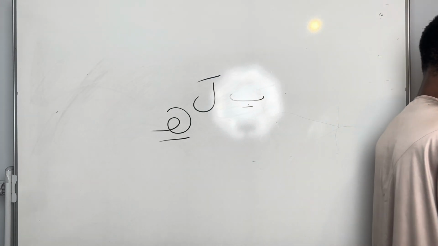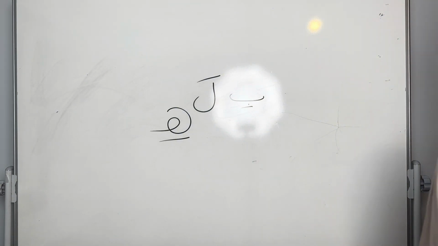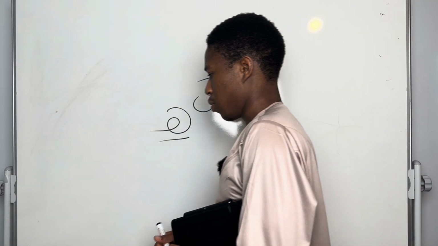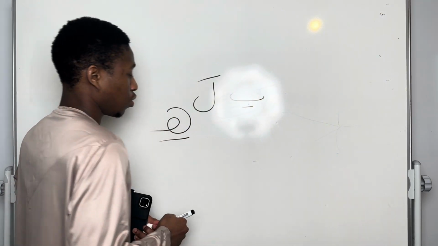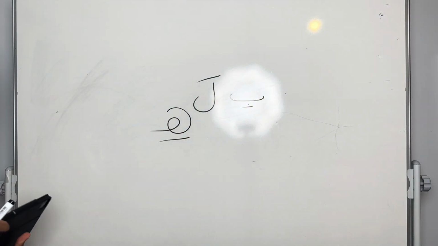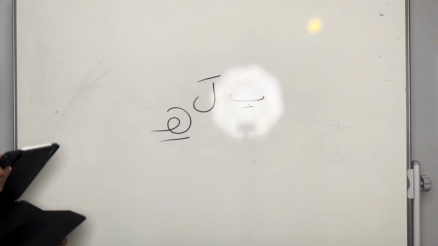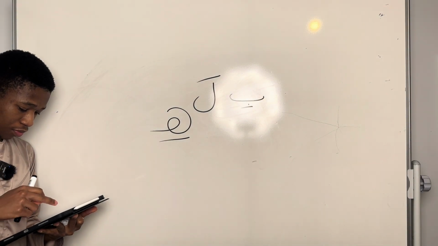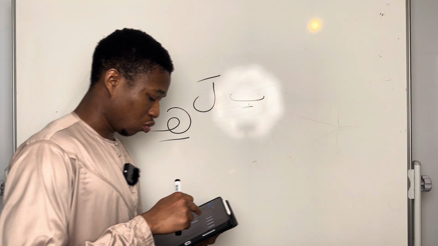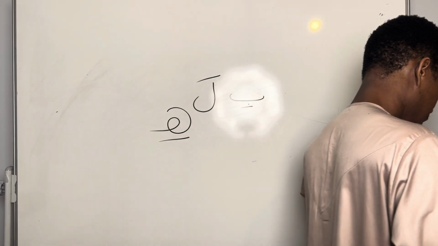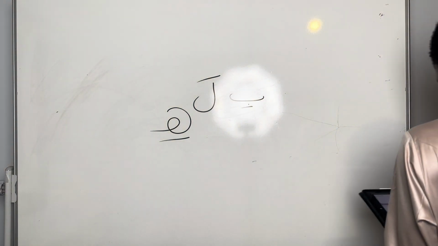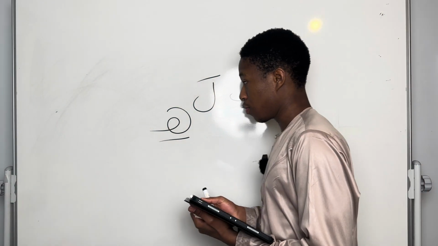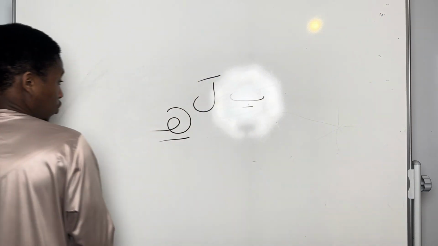Can you write down Ju? Please write down Ju for me. Ju. Okay, Ju. I need Ju. That's Ju.